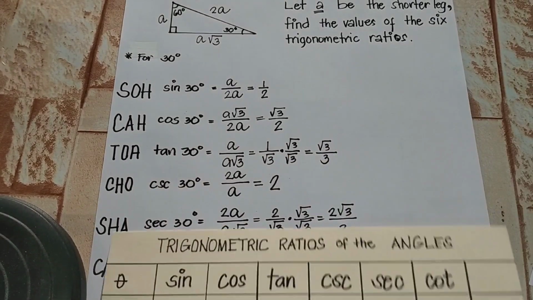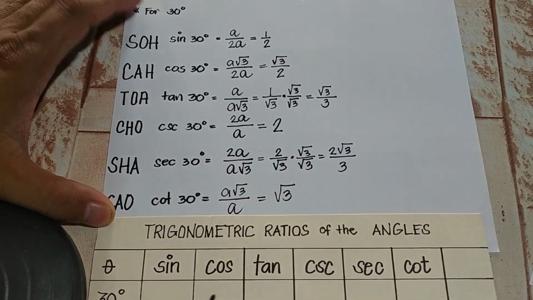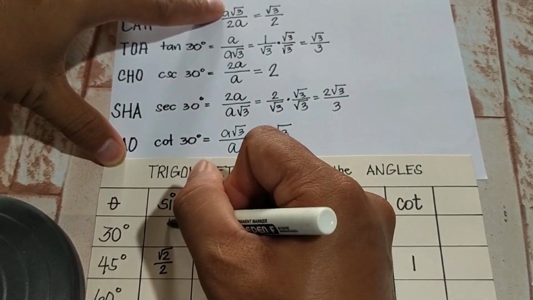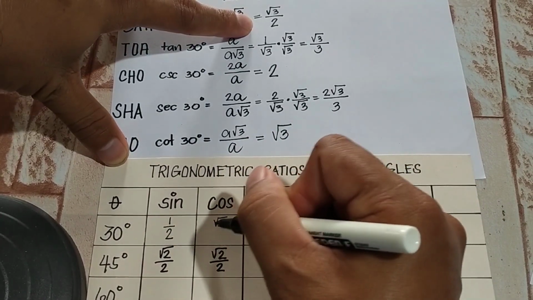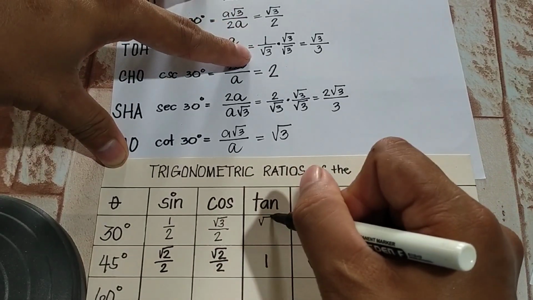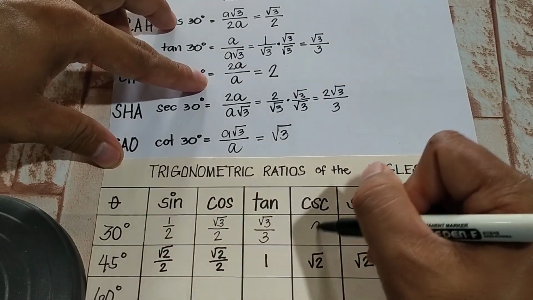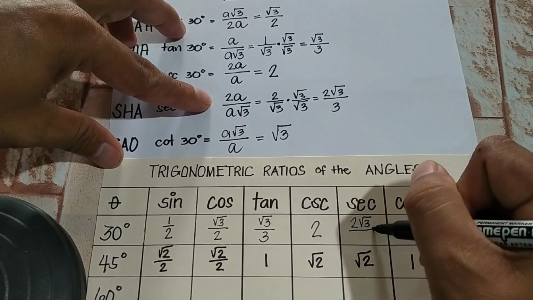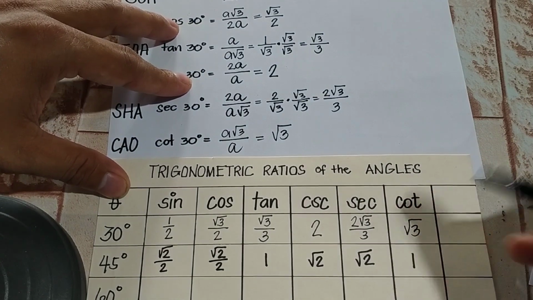So therefore, for our table, we may now write. Sine 30 is 1/2. Cosine 30 is square root of 3 over 2. Tangent 30 is square root of 3 over 3. Cosecant 30 is 2. Secant 30 is 2 square root of 3 over 3. And cotangent is only square root of 3.